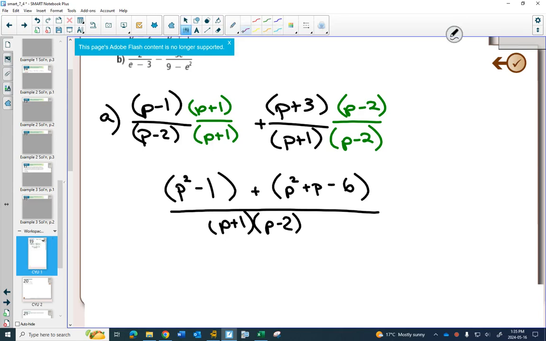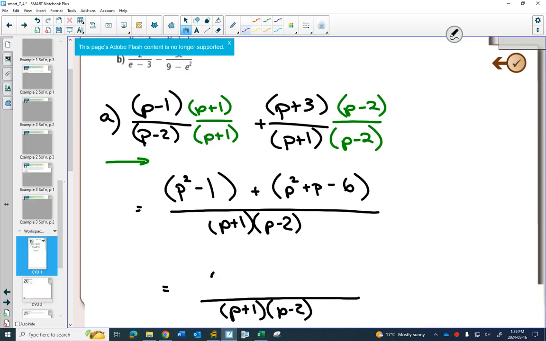And as far as showing your work, I don't know if you've noticed that I left a little bit of extra space here, because we're going to write fractions, then on top of fractions, then on top of fractions. And if you don't leave a little bit of space, your brain might start mixing up where things are. So I just left a little bit of space. Still have my common denominator of p plus 1, p minus 2.